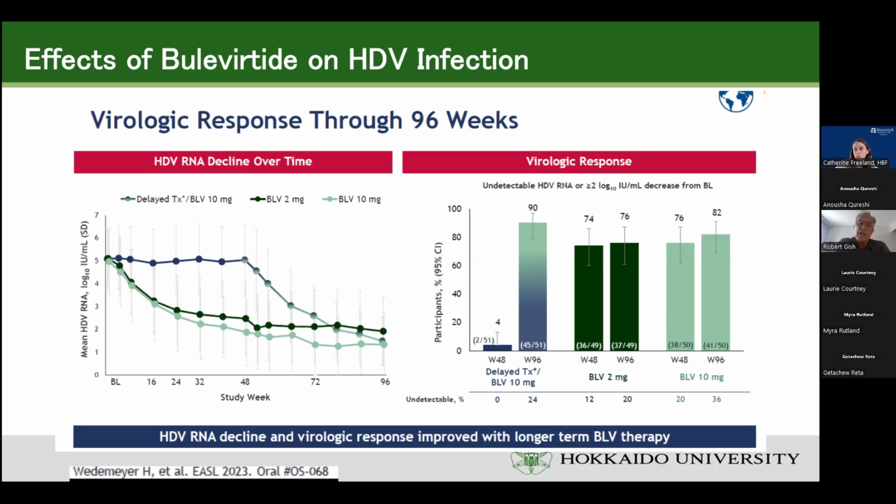I'm not showing data when you use pegylated interferon in combination with bulevirtide. It's a finite treatment course, and you can get viral clearance rates above 40% using finite treatment. But again, a little complicated because you're giving PEG interferon and bulevirtide for up to 96 weeks. Although that will be my choice once I have access to bulevirtide. My choice would be use interferon plus bulevirtide first. If they fail combo, put them on bulevirtide maintenance.